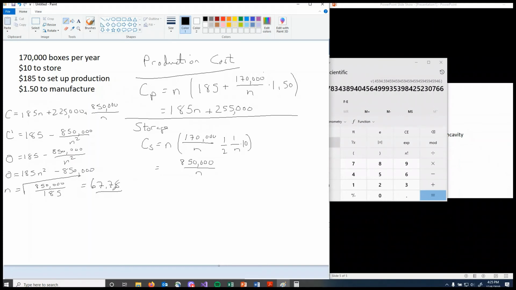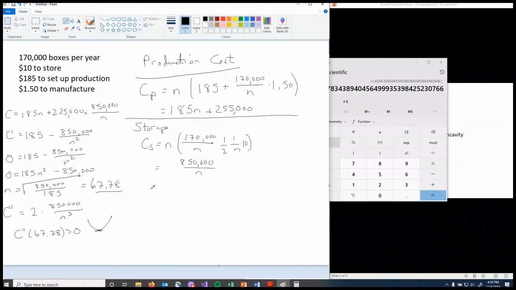67.78. So that's our candidate, that's our critical number, and we need to check whether or not the second derivative is positive or negative. We're going to check convexity. So the second derivative of this function is, we've got a negative sign, we're multiplying by -2, so we get 2 times 850,000 over n cubed. If we plug in a positive number into that, then the second derivative at 67.78 is certainly bigger than 0. Convex up means we have a minimum.